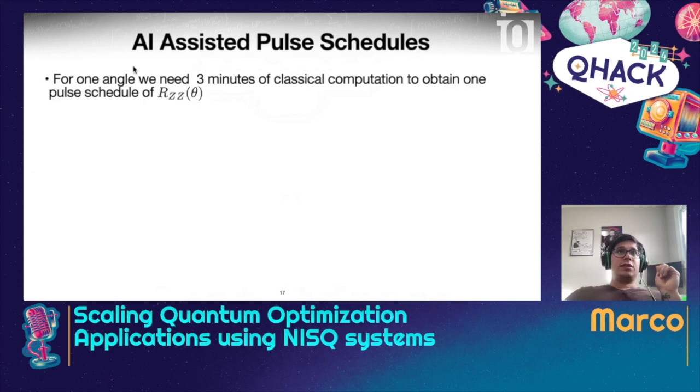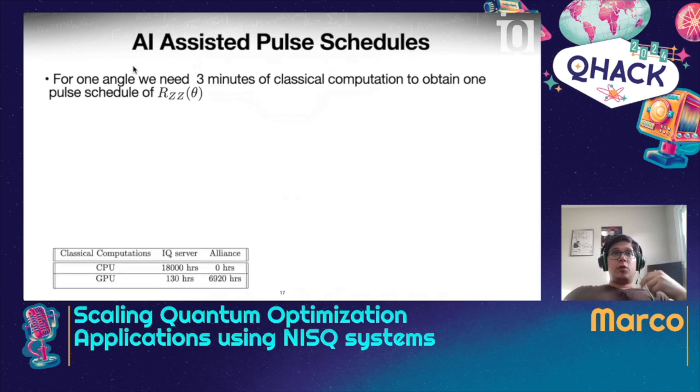Since this parameterized gate needs to produce a pulse for every theta, and this theta will be optimized during the QAOA optimization, that means that for any theta, we should be able to produce a pulse. And that looks like a task for a neural network, for an AI. And that's what we did.